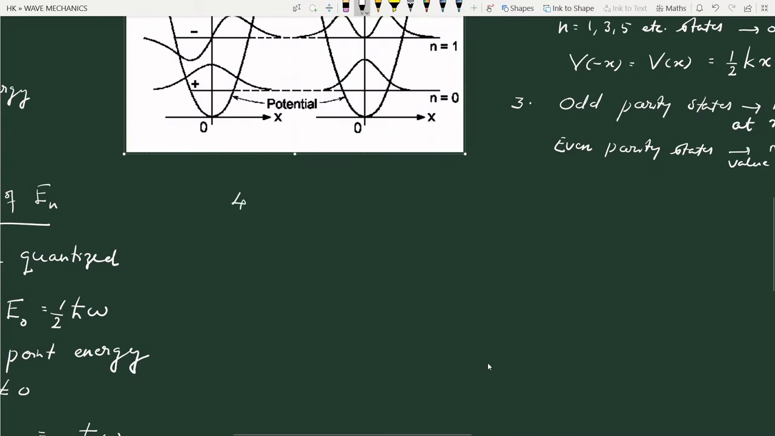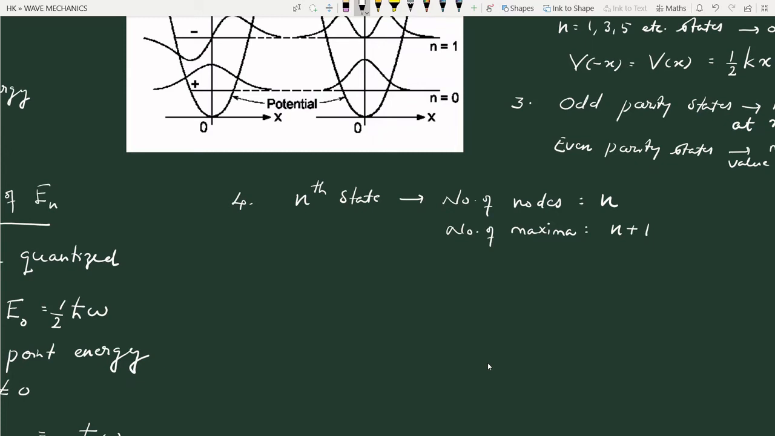So the fourth property is that for the nth state, the number of nodes is n, and the number of maxima or antinodes is n plus 1. Okay.